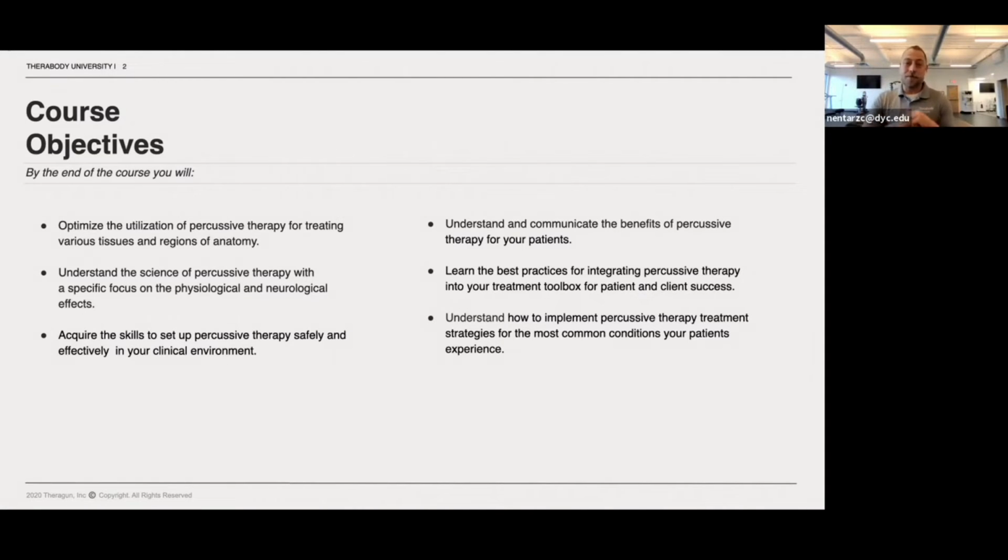Next, we're going to understand how to implement percussive therapy for common conditions. We're going to talk about tendinopathies. We're going to talk about muscle restrictions. We're going to talk about activation and inhibition, all with the science underlying those. Then we'll simply show you how to apply those techniques.